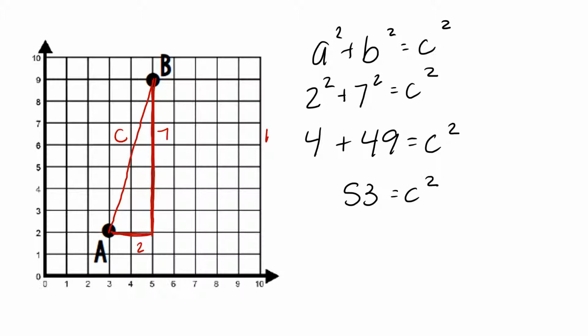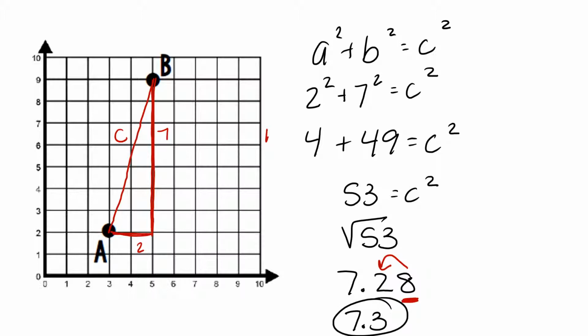Last step of the Pythagorean theorem is to take the square root. The square root of 53 is going to give us 7.28. Looking at that second decimal place, 5 and higher, we round up. So we round up to 7.3.